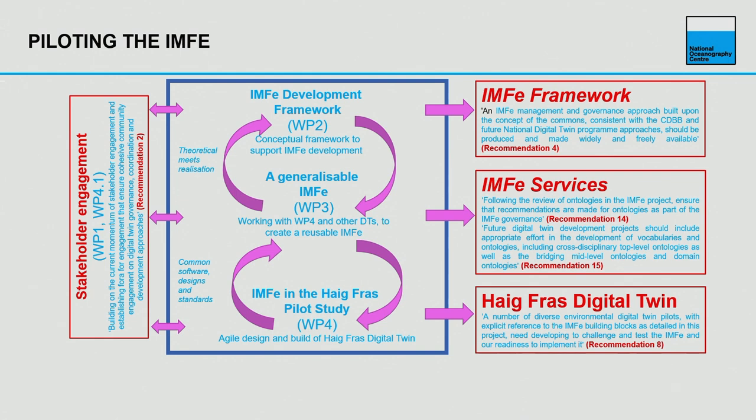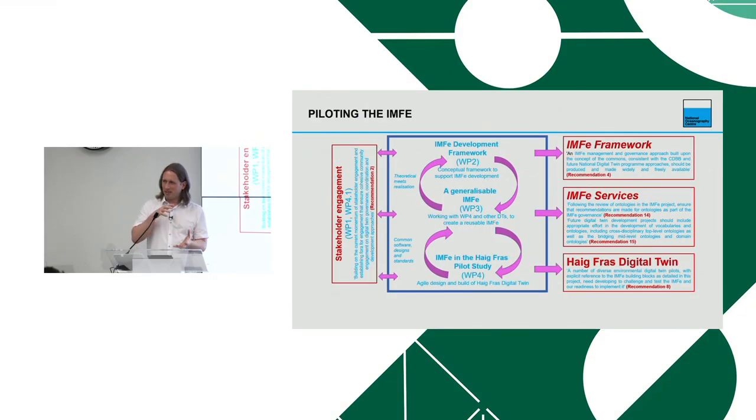And then we've got IMFE services. And the key thing we're going to see from that is they're developing something that we call an asset register. With hindsight today, we need a name that's a bit more meaningful than asset register. But essentially what we mean by asset register is a description of a digital twin that a human can read and a system can read. So it's machine actionable and human actionable.